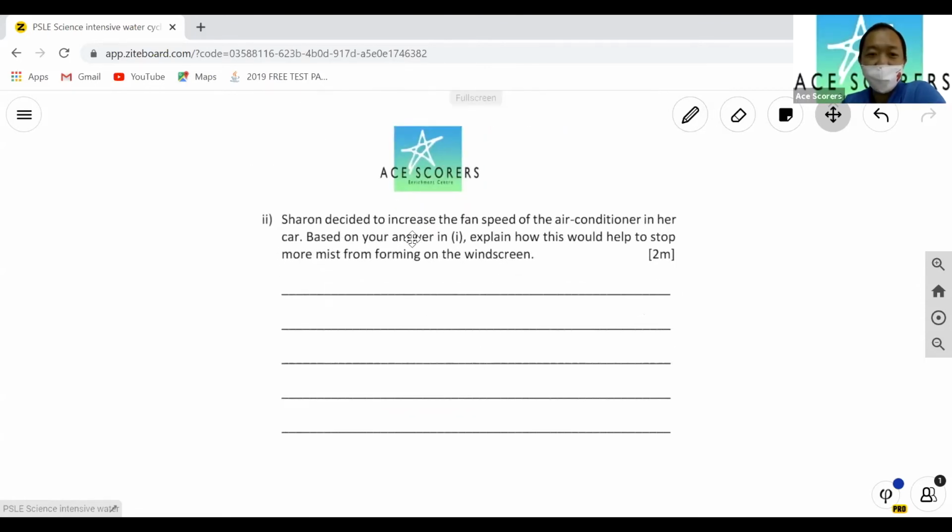Okay, so Sharon decided to increase the fan speed based on your answer. Explain how this will stop more mist from forming. Come, please type your answer. Increase the speed. How come this will stop more mist from forming on the screen?